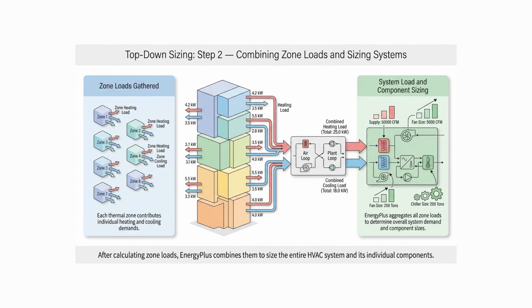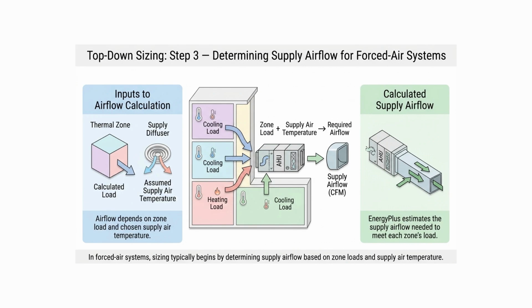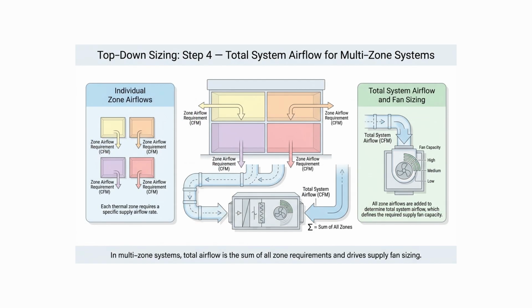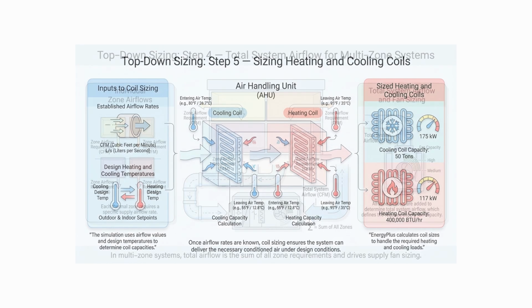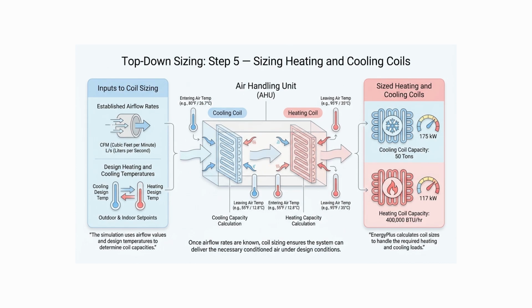From there, the model begins sizing the individual system components. For forced air systems, the process usually starts by estimating the required supply airflow rate. This airflow is calculated using the zone load and an assumed supply air temperature. In systems that serve multiple zones, the airflow requirements for each zone are added together. This gives the total system airflow rate, which is then used to determine the capacity of the supply fan. After the airflow rates are established, the simulation uses those airflow values, along with design heating and cooling temperatures, to size the heating and cooling coils within the system.